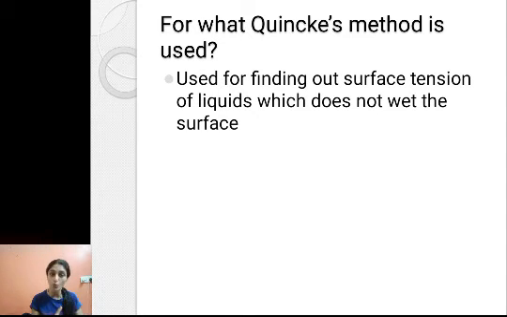and specifically it is used for finding out the surface tension of those liquids which do not wet the surface. You can take the example of mercury and a glass plate. If you put a drop of mercury on the glass plate, it doesn't wet the surface of glass. So for such kinds of liquids, we use Quincke's method to find out the surface tension.